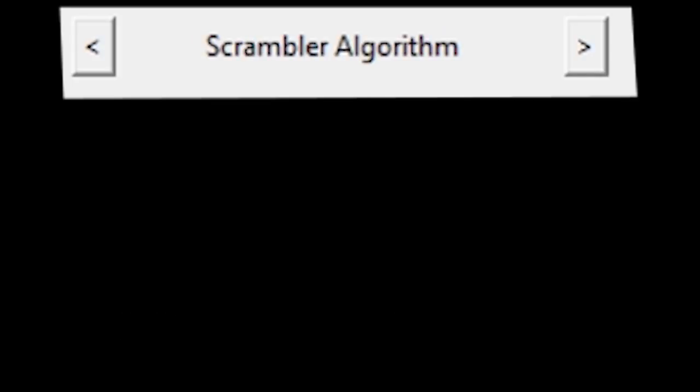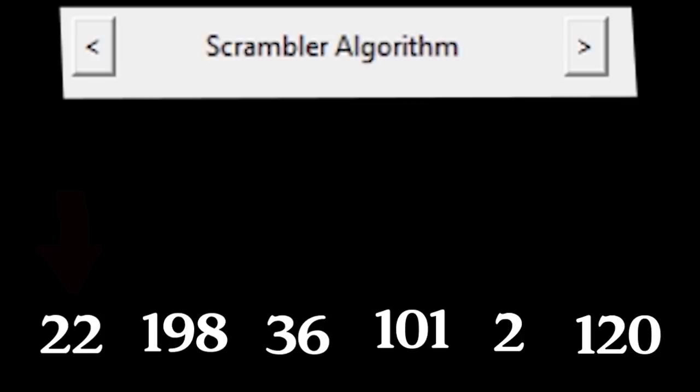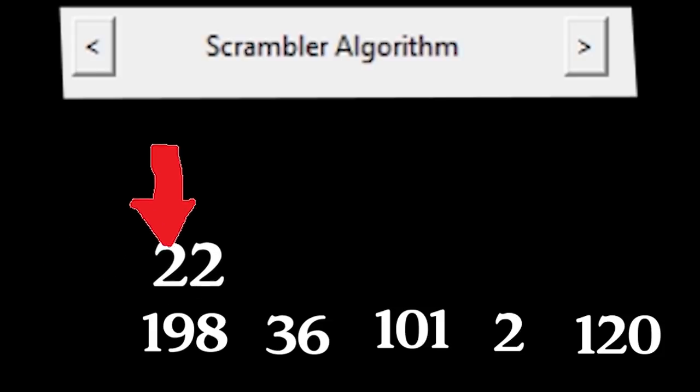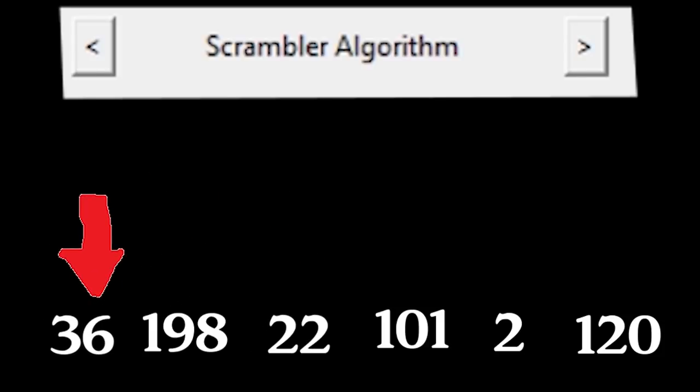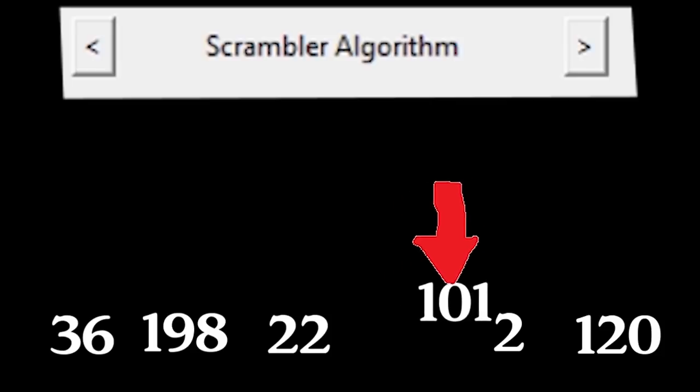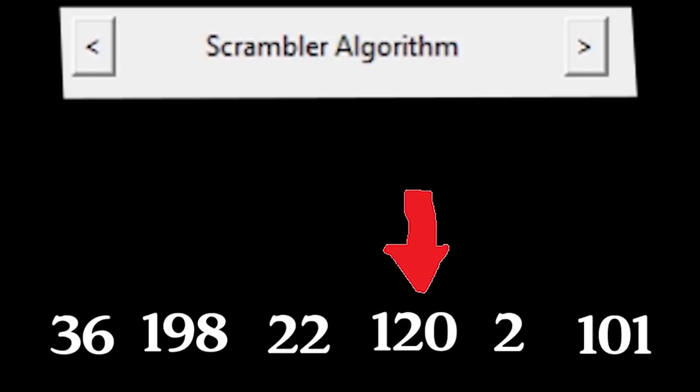Then we got the Scrambler algorithm. This one is kind of hard to explain, so just look at the animation on the screen. It'll make it more clear. Essentially, it'll take a byte, jump forward, take another byte, and then swap those two, so that the first one becomes the second one, and the second one becomes the first one. Then it'll jump and do the same for the next two, and then jump for the next two, and so on. So it's just switching bytes around.